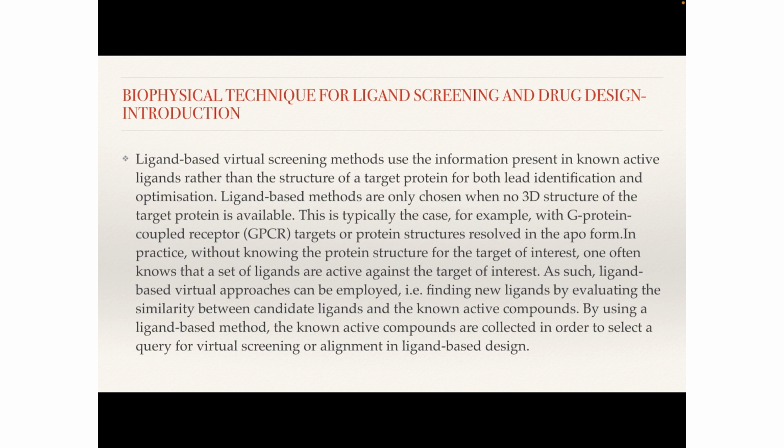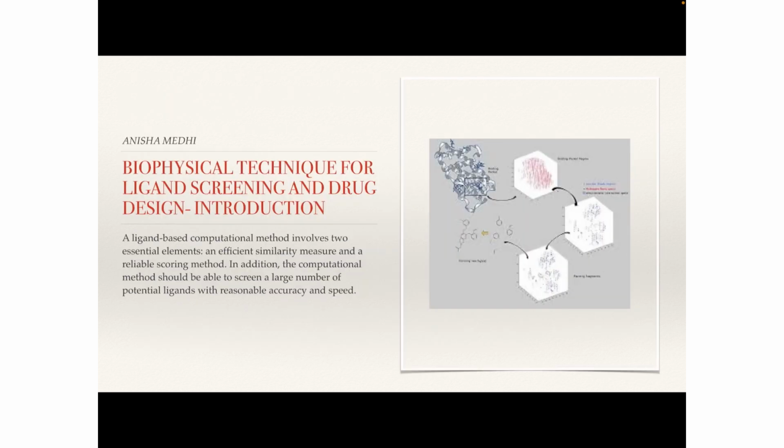In practice, without knowing the protein structure for a target of interest, one often knows that a set of ligands are active against the target of interest. As such, ligand-based virtual approaches can be employed, that is, finding new ligands by evaluating the similarity between candidate ligands and known active compounds. By using a ligand-based method, the known active compounds are collected in order to select a query for virtual screening or alignment in ligand-based design.